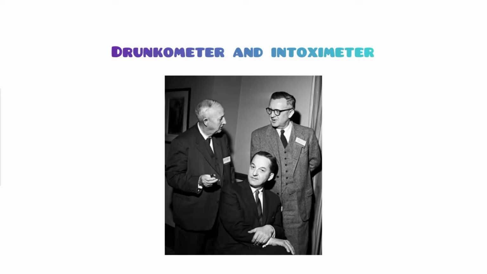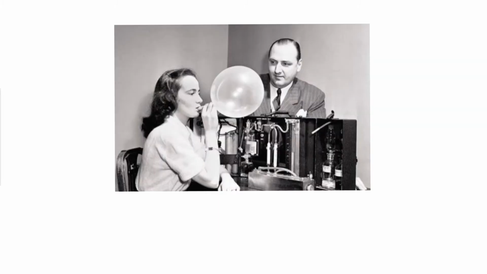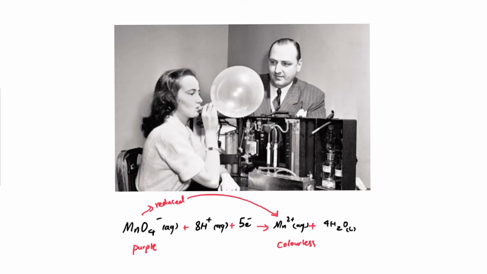The very first breathalyser was invented in the United States in the 1930s by scientists Raleigh Harger and Glenn Forrester. They used a balloon within the device which was blown up by the motorist. Then the breath was pumped through a solution of acidified potassium permanganate. This solution has a dark purple color which becomes colorless after the motorist blows, as the permanganate ion is reduced to the manganese ion, and the half equation for this reaction is shown.